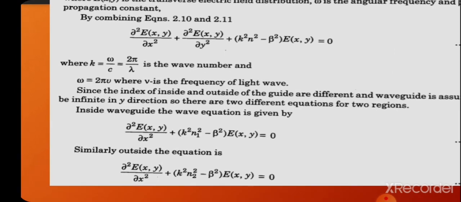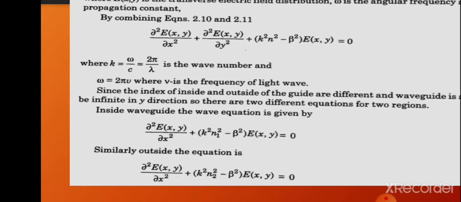In this equation there is a term k, which can be written as k is equal to omega by c, and for c we can substitute f into lambda. We know that the general equation for the velocity of light is c equal to f lambda, and omega is equal to 2 pi f. The frequency components will cancel out, and we finally get k equal to 2 pi by lambda, which means k is the wave number. 2 pi by lambda is the wave number, and omega is equal to 2 pi v, where v is the frequency of the light.